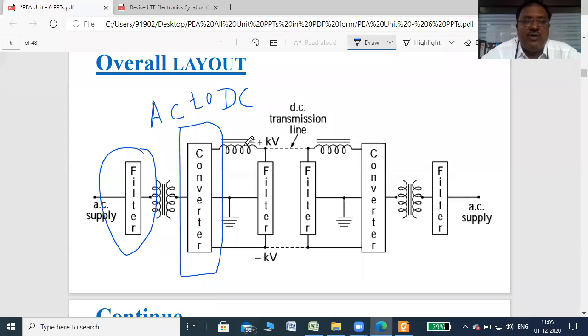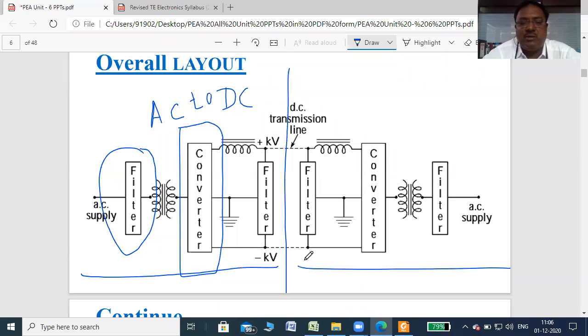After that there will again be a filter, an L filter and then a C filter, a combination of these two filters, so that the maximum AC components are removed and pure DC plus kV and minus kV is obtained. This is basically a bipolar. So this is a DC link transmission, with a single wire or sometimes double wire. This transmitting wire can be used for longer distances, 1,000 kilometers or more, in a DC transmission system. This part is the transmission part. Now the remaining is the reception part, right?